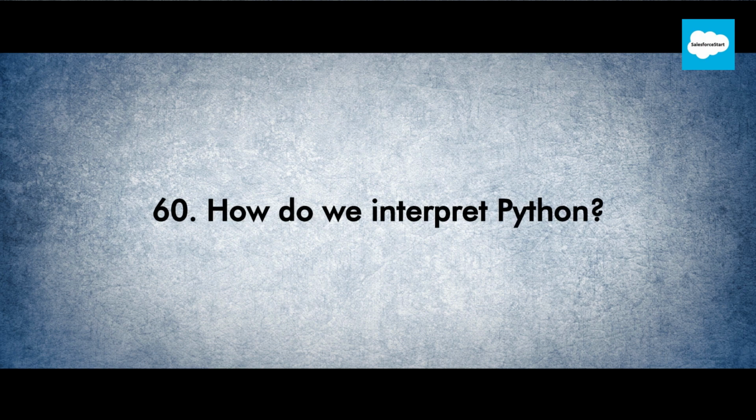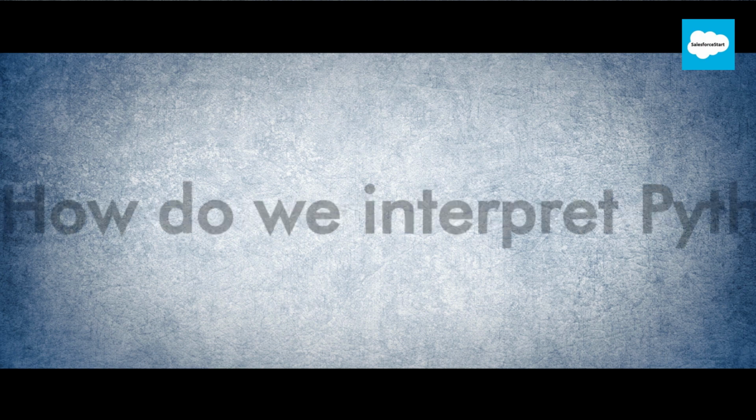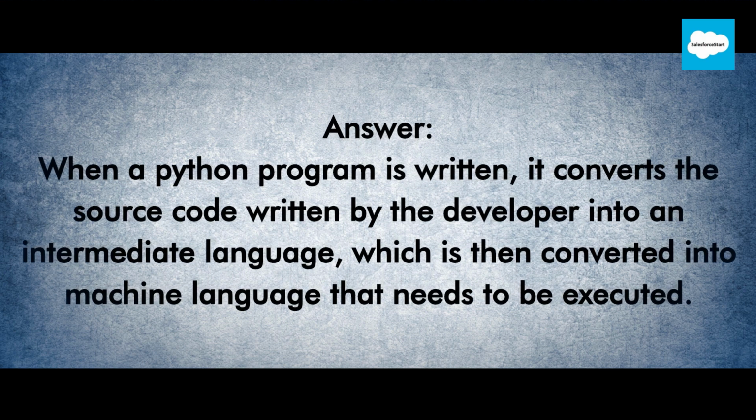60. How do we interpret Python? Answer. When a Python program is written, it converts the source code written by the developer into an intermediate language, which is then converted into machine language that needs to be executed.